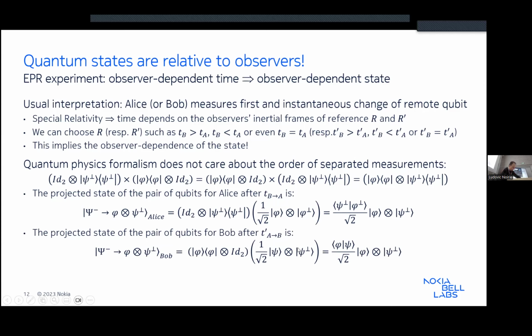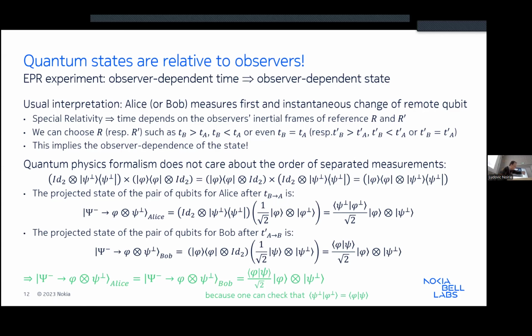You have Bob's representation of the state of the pair after his measurement, and then he applies the operator on the fact that Alice measured phi, and you obtain something. There is a small difference. In fact, if you do the calculation, the two Hermitian products here are equal. In the intermediate state, they have different states. But when they receive the information from the other, there is a reconciliation, and they again have the same state.